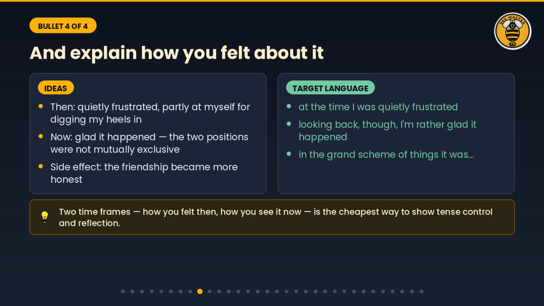And the 4th instruction, how you felt about it. Answer it twice, how you felt at the time, and how you see it now, looking back. That contrast is the cheapest way to show tense control, and it gives the answer somewhere to end.